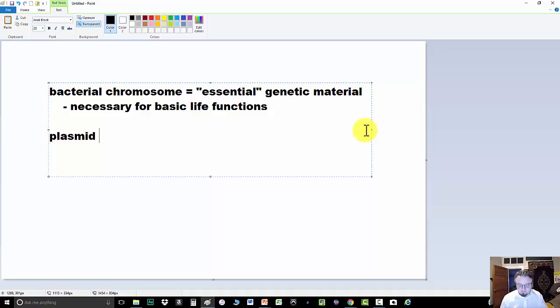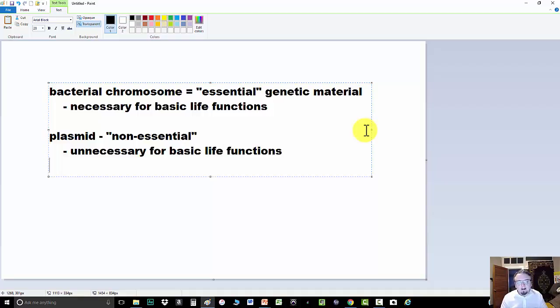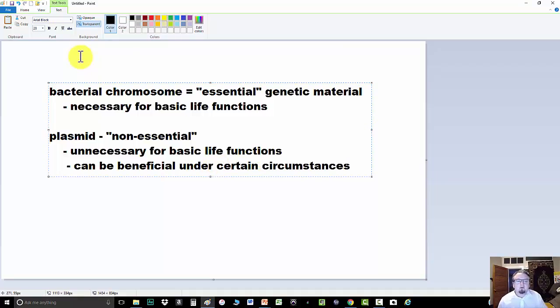The plasmid, on the other hand, is considered non-essential, and that's because it is unnecessary for basic life functions, but can be beneficial under certain circumstances. Okay. So that's the difference.